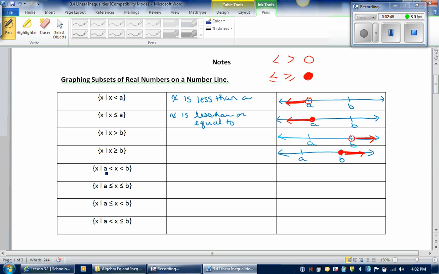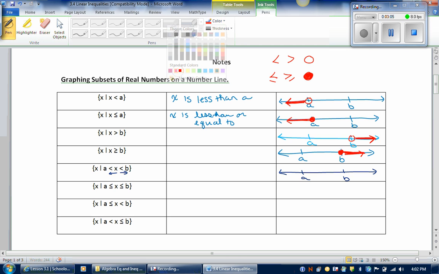This says x is greater than a and x is less than b. So if I read it going this way, x is greater than a, and this way, x is less than b. Greater than a and less than b. Now notice they're both greater than, less than. So we're going to use two open circles here. Okay, greater than and less than. So greater than a gets shaded to the right, but less than b gets shaded to the left. So this is going to be everything in between a and b.